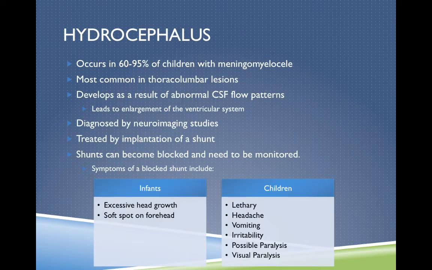During the presentation, you have heard about hydrocephalus. Hydrocephalus occurs in about 60 to 95% of children with meningomyelocele. It is most common in thoracolumbar lesions. It develops as a result of abnormal cerebrospinal fluid flow patterns and leads to enlargement of the ventricular system. It is diagnosed by neuroimaging studies, treated by implantation of a shunt. The shunt is used as a way to drain the fluid in the brain to another place in the body, such as the abdomen or pleural space, which is less common.